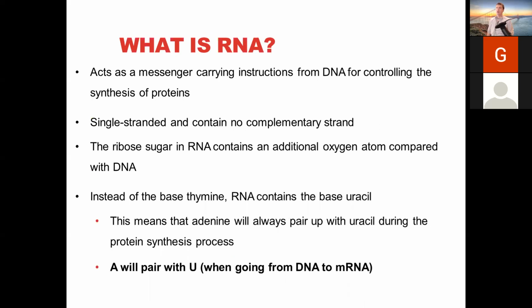So first is through RNA. RNA acts as a messenger, carrying instructions from DNA for controlling the synthesis of proteins. They're single-stranded and contain no complementary strand. The ribose sugar in RNA contains an additional oxygen compared to DNA. And instead of the base thymine, RNA contains the base uracil. That means that adenine will pair up with uracil during the protein synthesis process. So A will pair with U when going from DNA to mRNA.